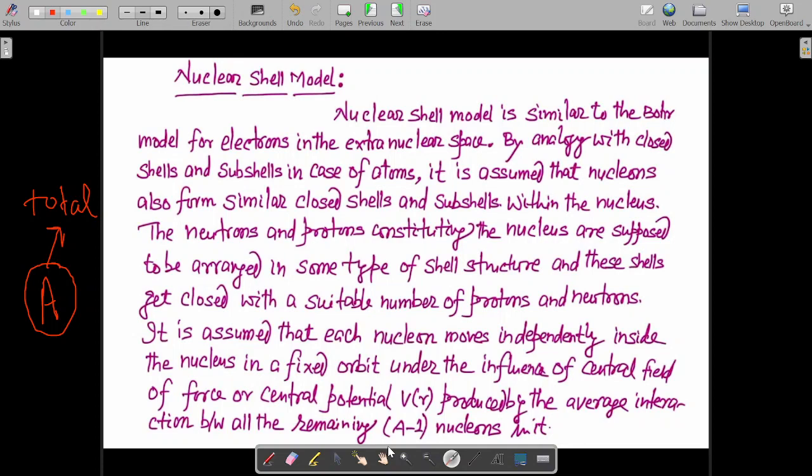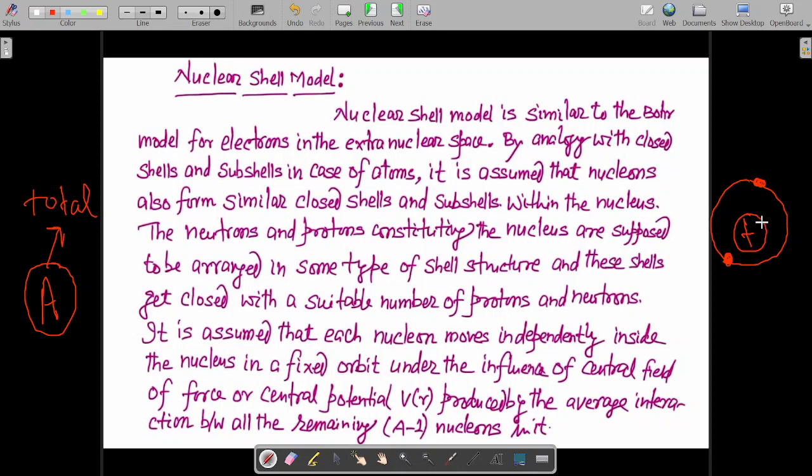The way electrons revolve around the nucleus, you must have learnt in lower classes that according to Niels Bohr's model, this is suppose your nucleus, and electrons are revolving around this nucleus in closed shells. These two electrons are revolving around this nucleus. Such is the Bohr model of the atom.